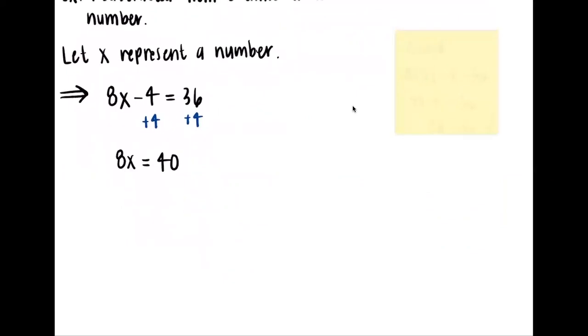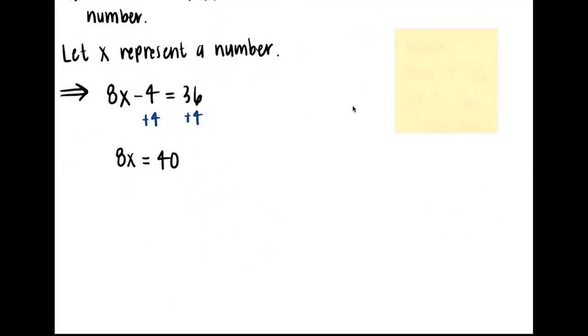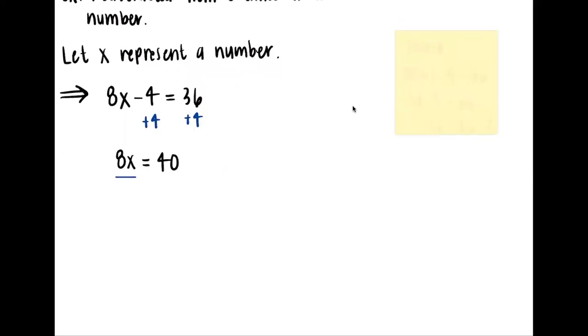But remember, I don't want 8x, I want just x. So that 8 and x are glued together with multiplication, and I want to undo that gluing. Well, what is the inverse operation of multiplication? Division. So if I multiplied by 8, I want to divide by 8. Because notice, 8 divided by 8 is just 1. So then I would have 1 times x, which is just x, which is what I want. So then I have x is equal to, and now I just have the right side to figure out: 40 divided by 8 is 5.